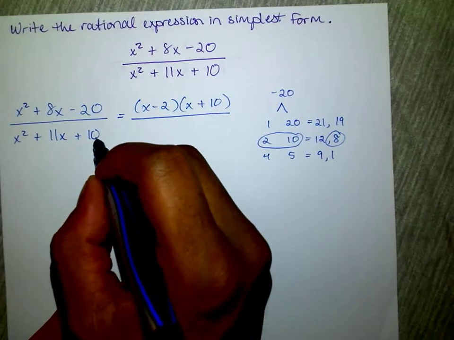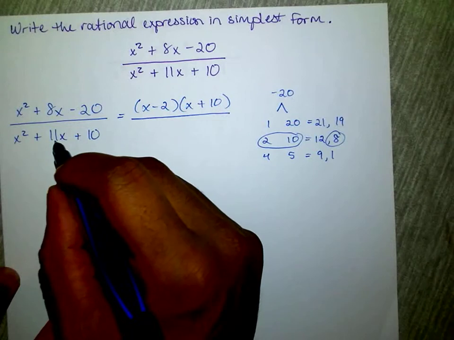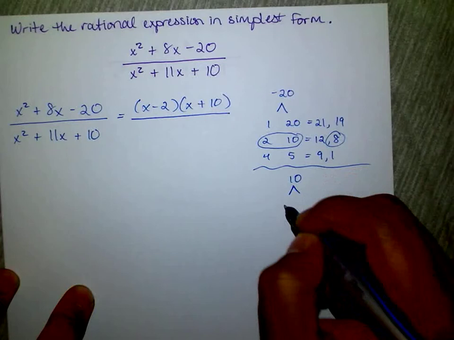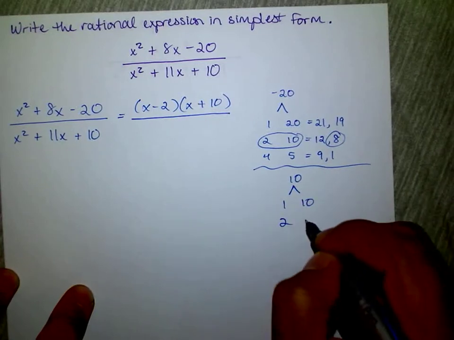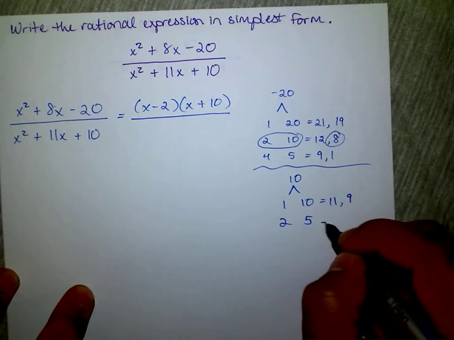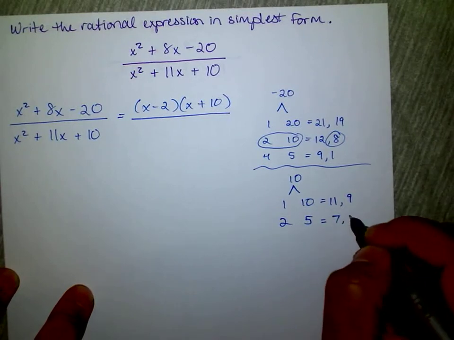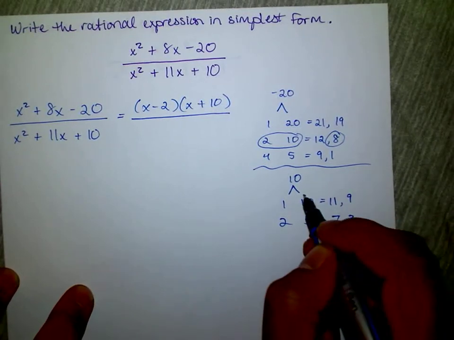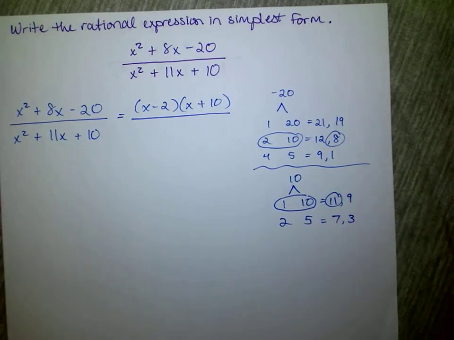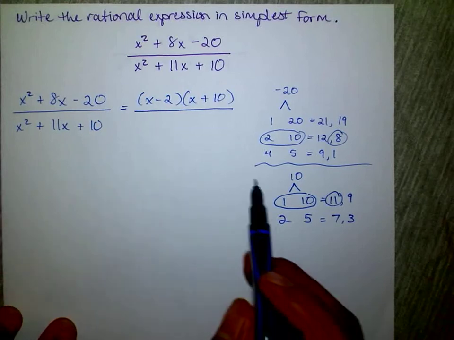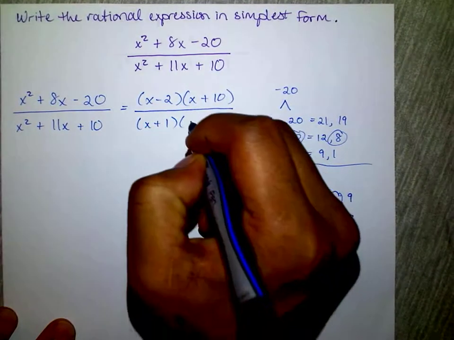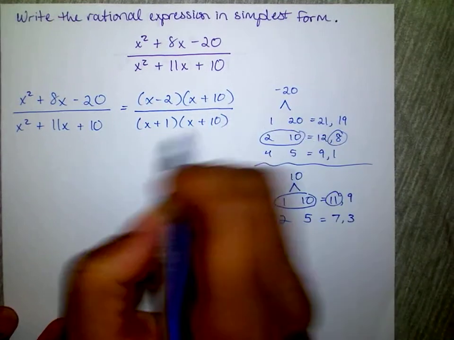Now I'm going to do the same thing for the bottom. Factors of 10 that make 11. So 1 and 10, 2 and 5. If I add those, that makes 11. If I subtract, that makes 9. Add those, that makes 7. Subtract, that makes 3. We're going to use 1 and 10 because obviously those make 11. Now everything here is positive, so all of these are going to be positive. So that's going to be x plus 1 times x plus 10.